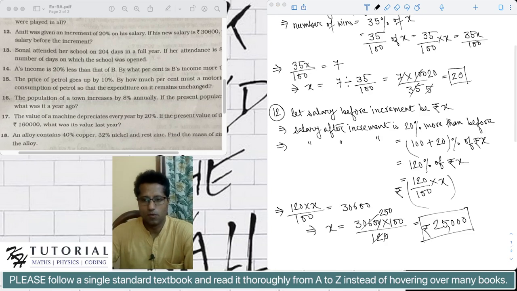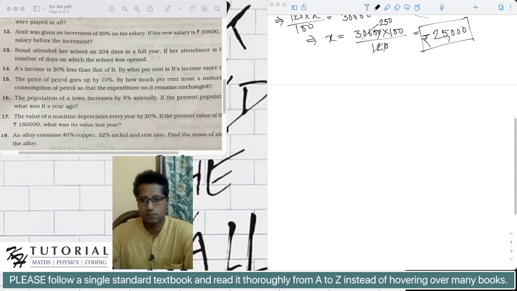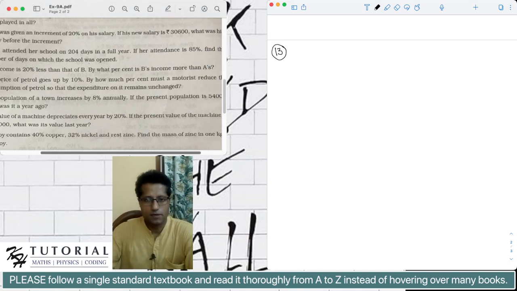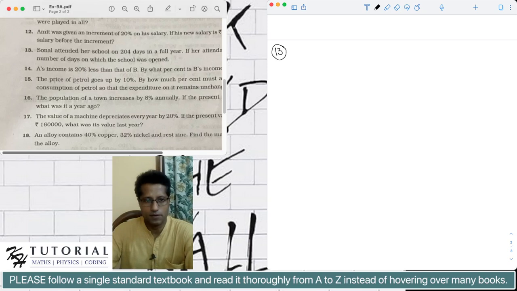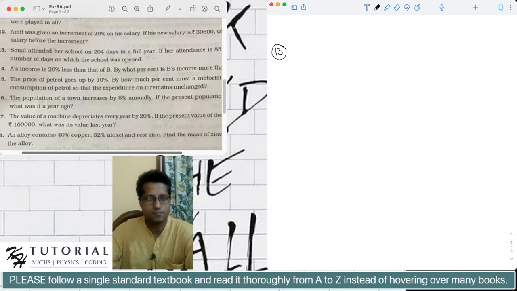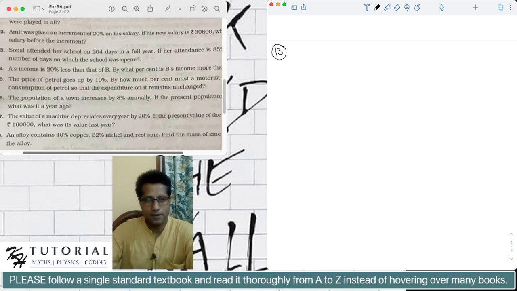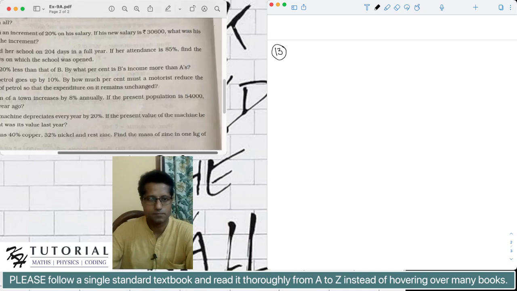Okay, let's do problem number 13. Sonal attended her school on 204 days in a full year. If her attendance is 85%, find the number of days on which the school was opened.